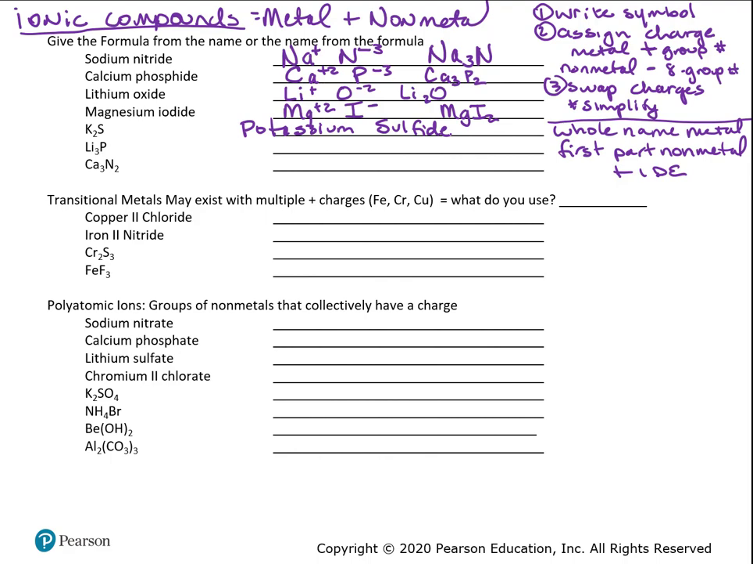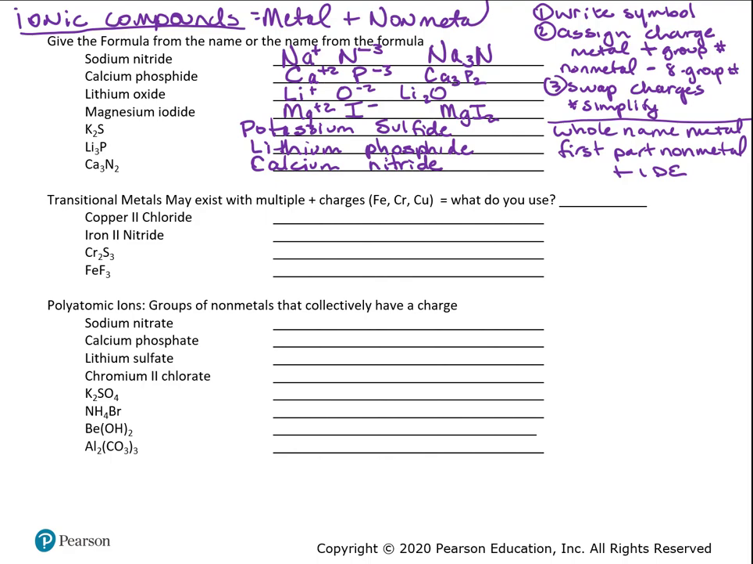Li3P, lithium phosphide. So it's phosphorus. You just take the first part of phosphorus, so it's phosp, and then add IDE. Ca3N. Whole name of the metal, first part of the non-metal plus the IDE.